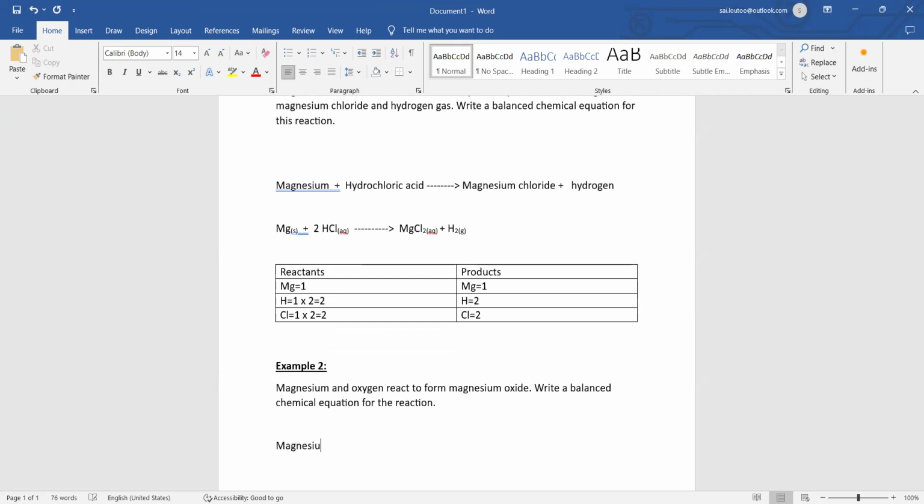Magnesium plus oxygen gives magnesium oxide. Next thing we need to write there is the symbol equation. You're all following the plan so far, right?